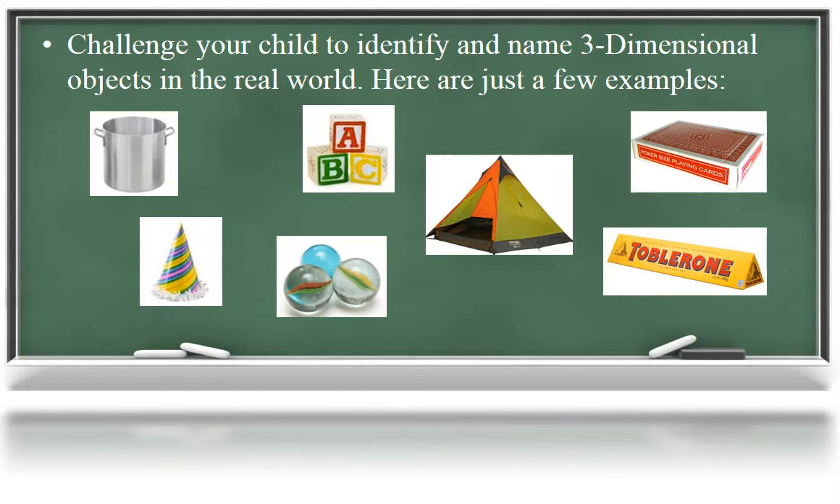We have a pot, and you can tell that that's very cylinder-like. We have a party hat, which is very similar to a cone. We have marbles for a sphere. We have blocks for cubes. We have a tent for a square pyramid, a Toblerone candy bar for a triangular prism, and then we have a deck of playing cards for a rectangular prism. So these are just a few examples. It would be a good idea to challenge your child at home to identify and name some three-dimensional objects in the real world.